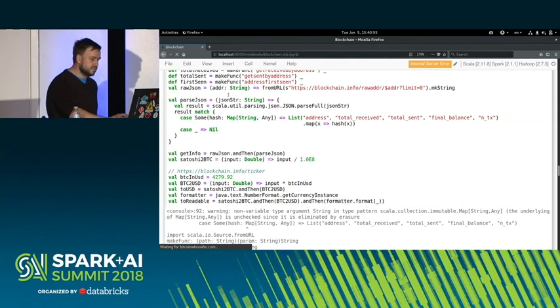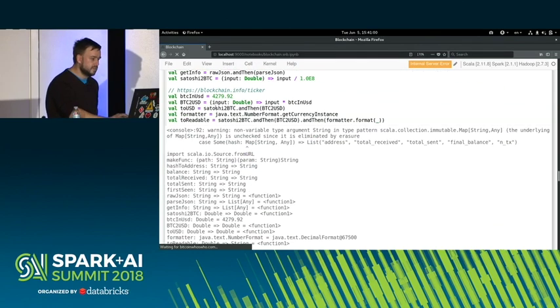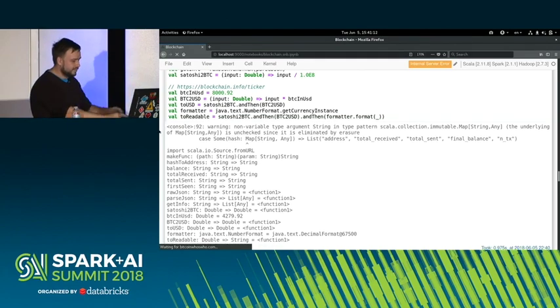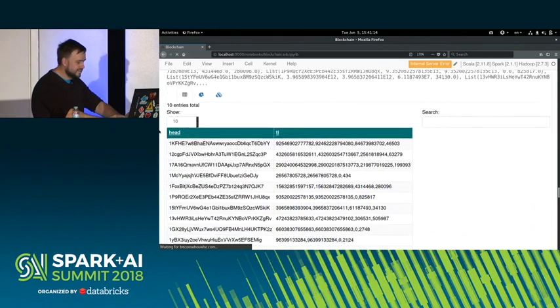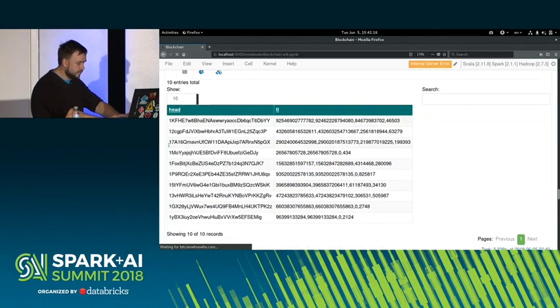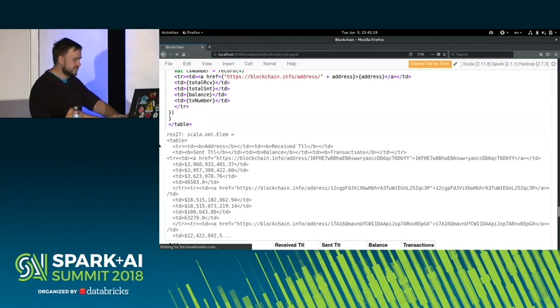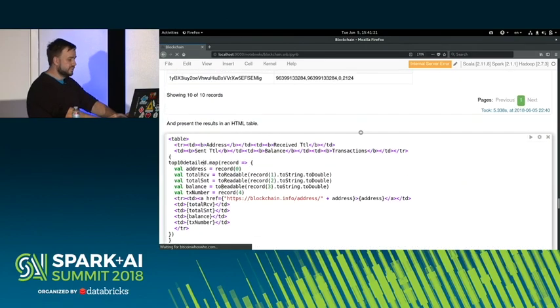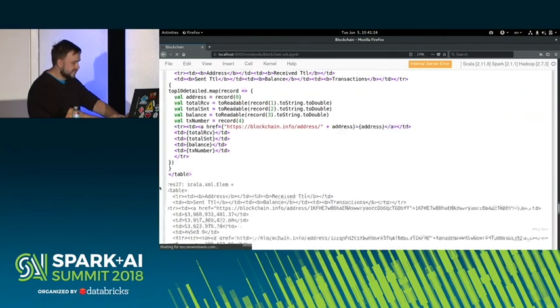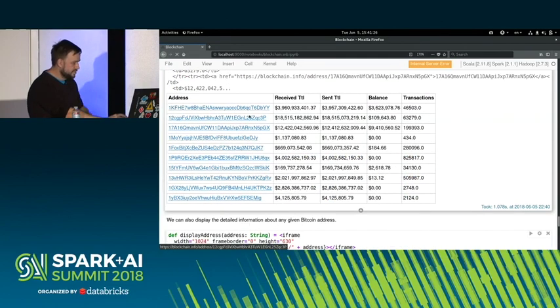So here are helper functions in Scala that will call the blockchain info API, and I have also some helpers for converting bitcoins to USDs. This is probably old. Should be something like this, I guess. It's changing all the time, right? So if I run it, I can see the detailed information for those top 10 addresses. This is, again, adding some HTML around the results. So here I have a table, and this is sorted by the PageRank.